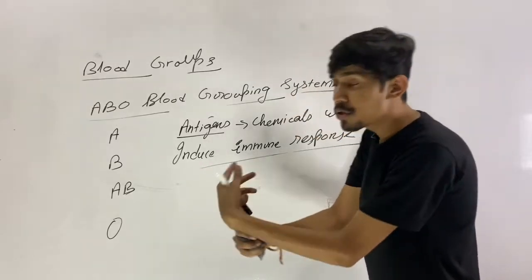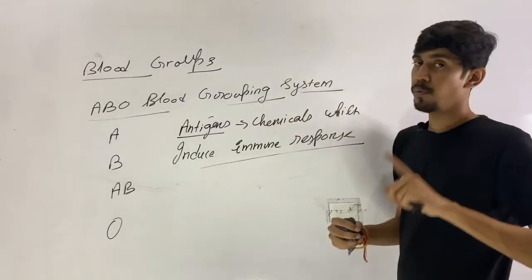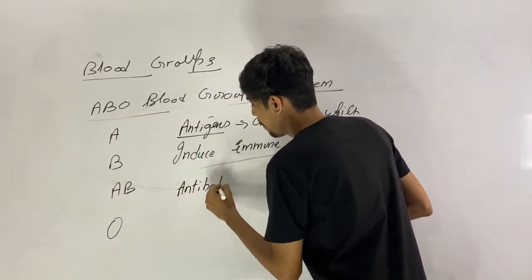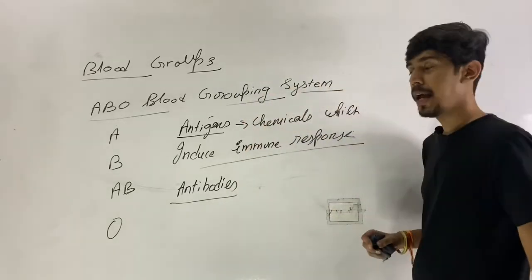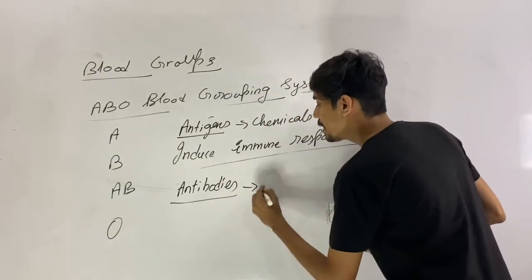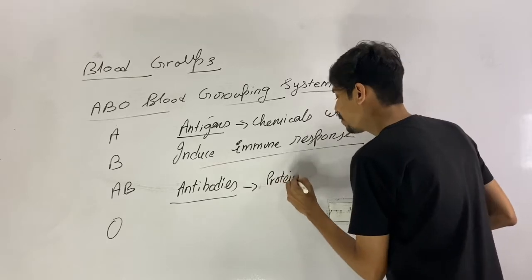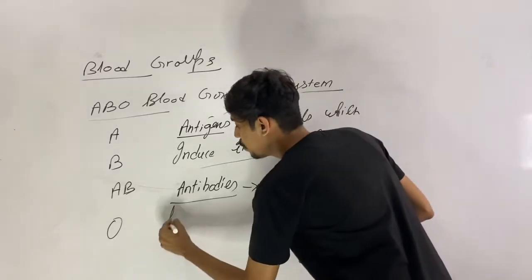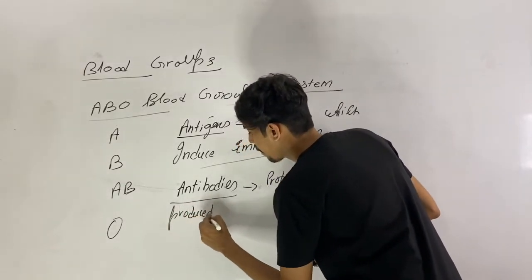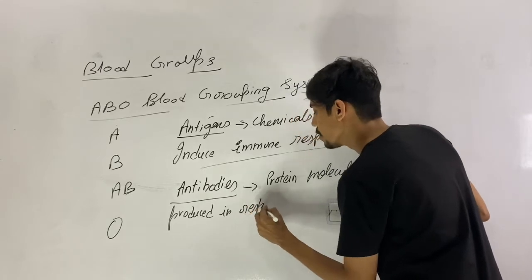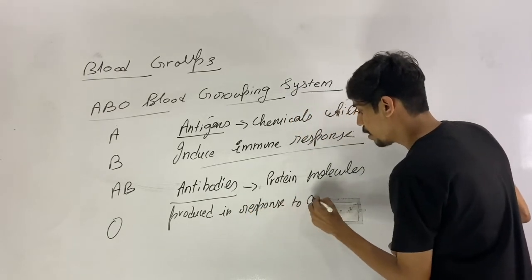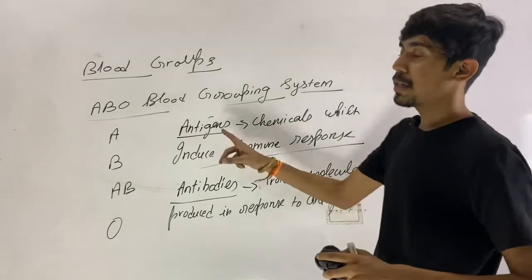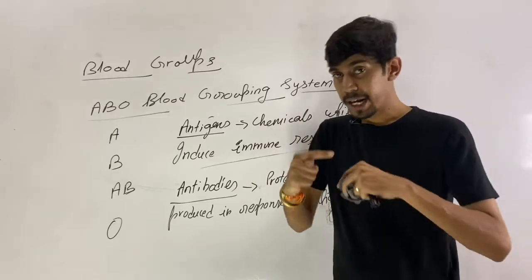And in response to these antigens, what are produced? Antibodies are produced. And these antibodies are basically protein molecules. These are protein molecules produced in response to antigens.